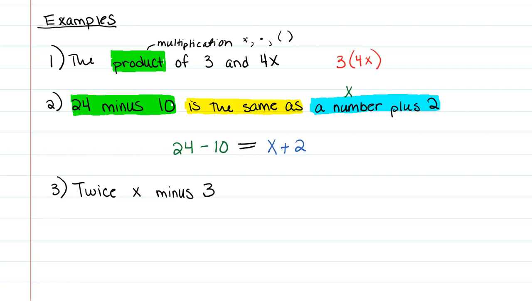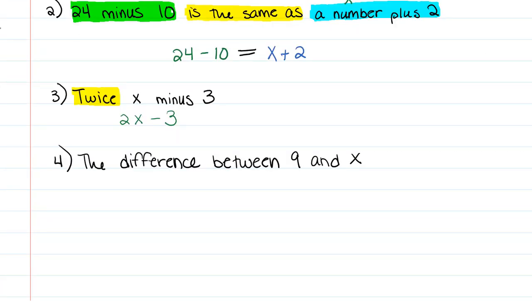In example 3, we're going to write twice x minus 3. In this case, twice is telling us to use multiplication, right? We want double x. So we're going to do 2x minus 3. In example 4, we have the difference between 9 and x. The word difference is a synonym for subtraction, so we're going to subtract 9 minus x.